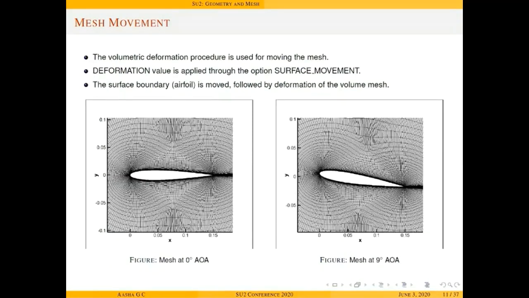To obtain the pitching motion of the airfoil as required for the current analysis, volumetric deformation procedure is used. To do so, we have assigned deformation as value to the surface motion option in the configuration file. The mesh movement is based on a classical spring method where the stiffness matrix connects two ends of a single mesh edge and equilibrium of forces is obtained at each mesh node to accommodate the change. Here, first the airfoil is moved, followed by the deformation of the mesh to accommodate the new surface position for each time step. These are the captures at 0 and 9 degree angles of attack.